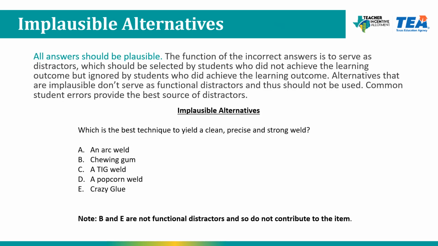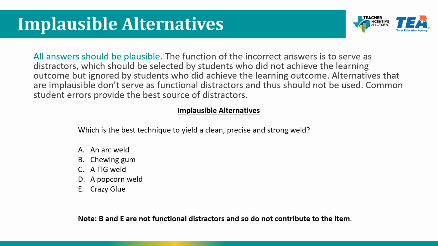In crafting assessment answer choices, the inclusion of functional distractors, or incorrect but plausible options, is crucial. These distractors aim to test students who haven't fully grasped the learning outcome. However, when implausible choices exist, they fail to serve this purpose effectively.